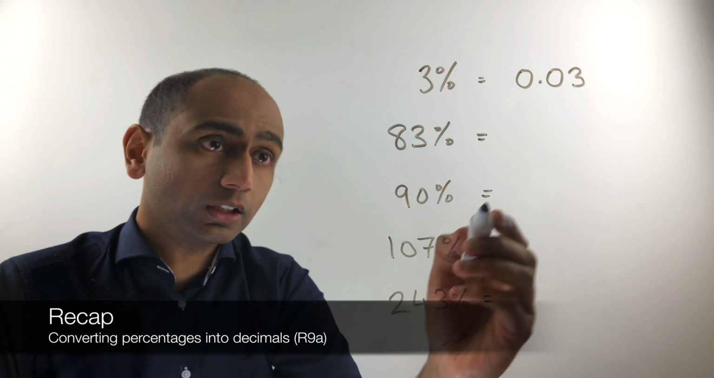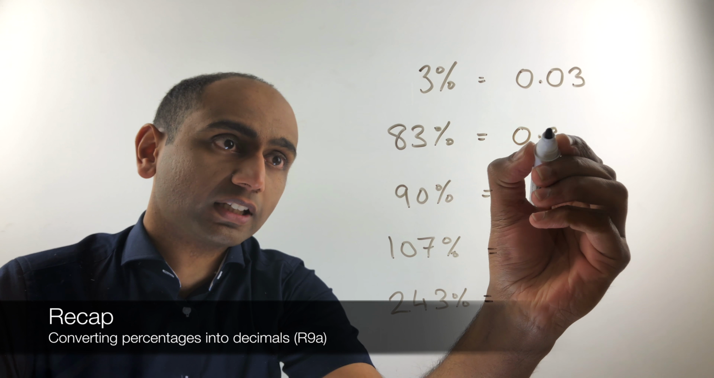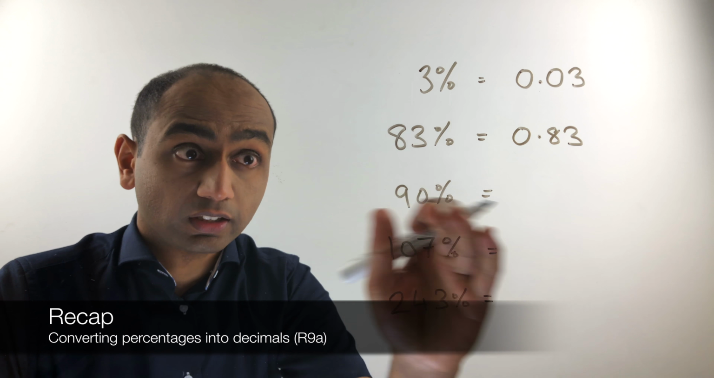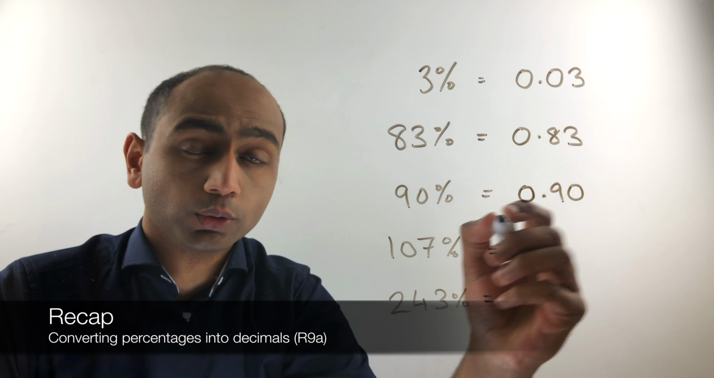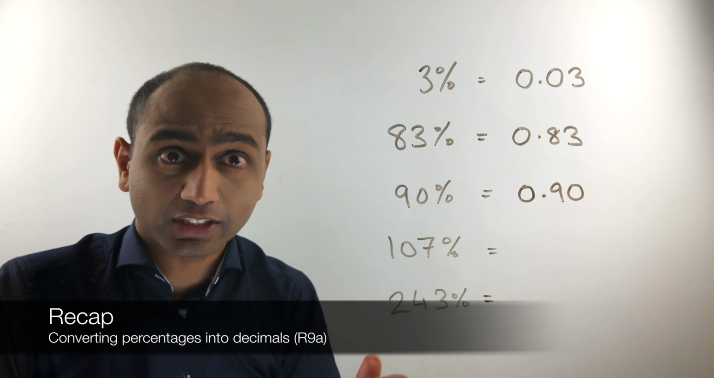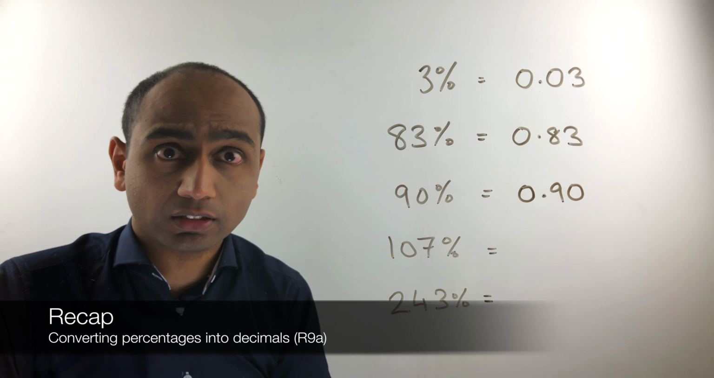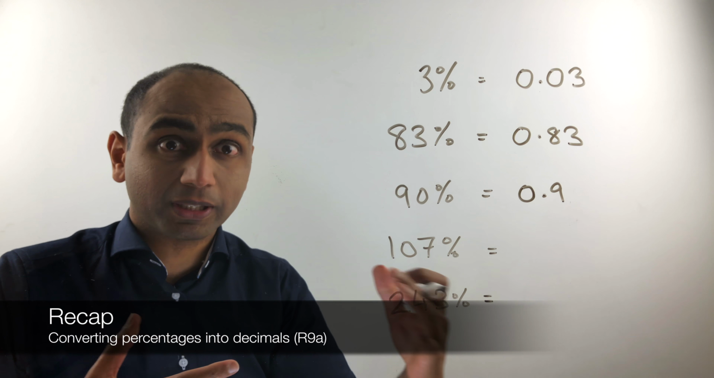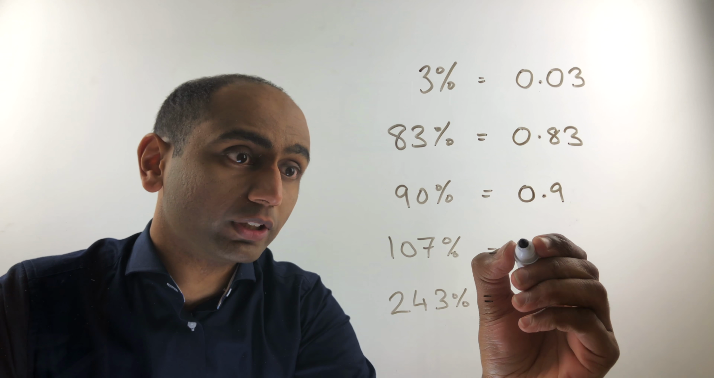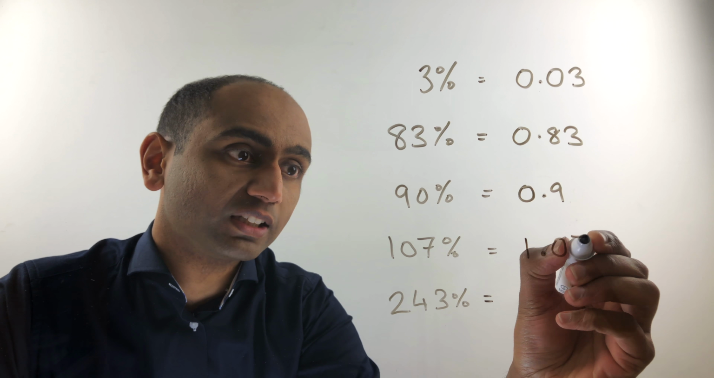83% similarly would be 0.83. 90% would be 0.90, but remember we don't need that extra zero on the end, so we could just write this as 0.9. 107% is a quantity that's bigger than 100%. It's bigger than one whole, so that would be written as 1.07.